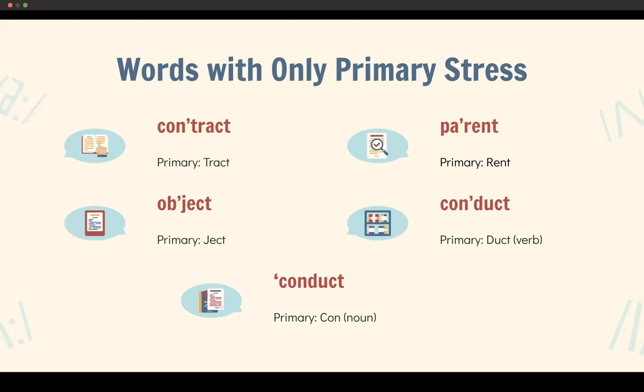Now here we have conduct and conduct, which is an example of how word stress helps to increase the intelligibility of a word. Due to the difference in word stress in these words, they can mean completely different things. If the primary word stress is on the first syllable, con, the word becomes conduct, which is a noun. If the primary word stress is placed on the second syllable duct, the word becomes conduct, which is a verb.